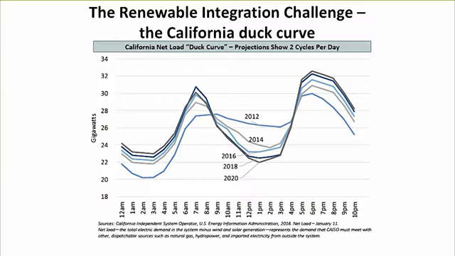What the duck curve portrays is the onset of more solar coming into the energy mix as the years go by, and the net generation supplanting load, and thus the net load curve being suppressed in the middle of the day. So that's the belly of the duck.